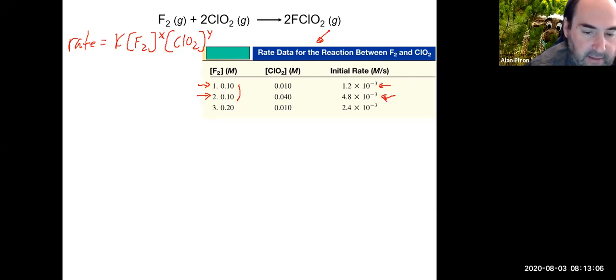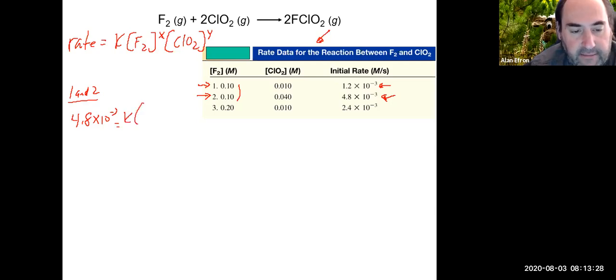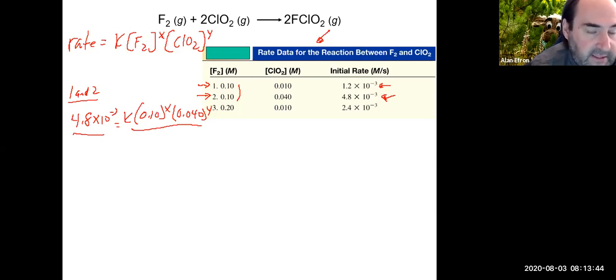It's a lot better in numbers if I take the one that has the larger rate, which is entry number 2, and put all that information up on top. So for entry number 2, we have a rate of 4.8 times 10 to the minus 3 equals K times our F2, which is 0.1 to the X, and our ClO2, which is 0.04 to the Y. All this information I just put on top came from experiment number 2 in the table.